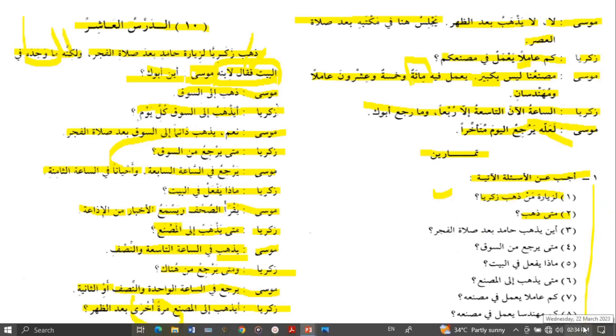لزيارة من ذهب زكريا. Who did Zakaria go and visit? I think this is based on the passage. So if you read the passage with concentration, you should be able to answer. I think it is Hamid. That's the first thing. ذهب زكريا لزيارة حامد. متى ذهب? When did he go? Alright, so these are all based on the passage, and you can answer this inshallah.